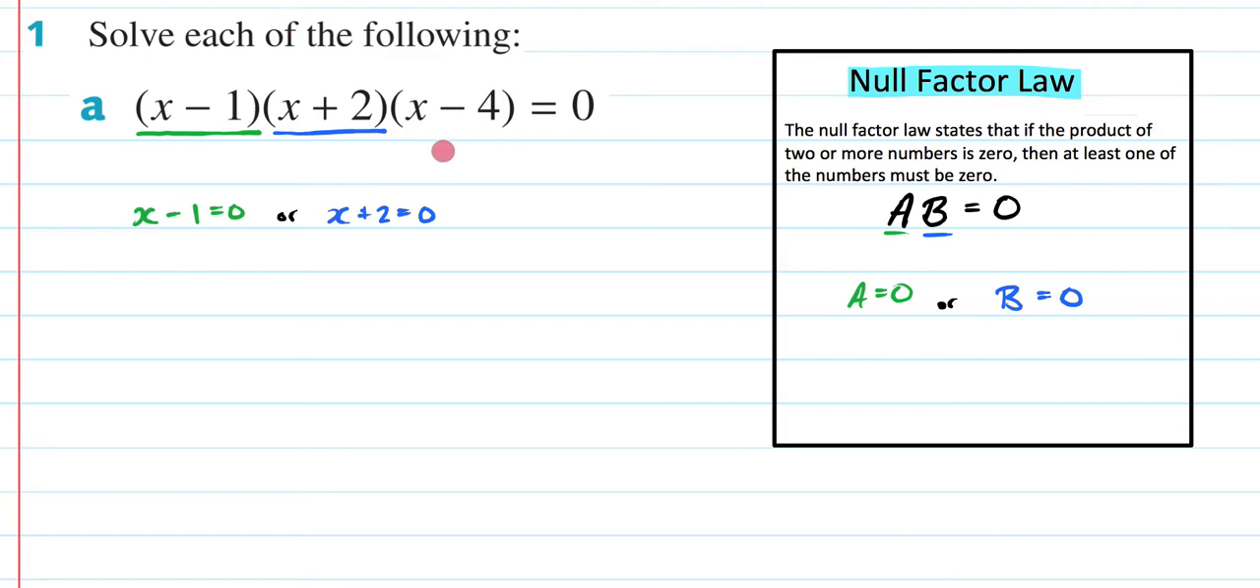And then finally, you would say, or x minus 4 is equal to 0. Let's not forget to write or there. Then after you've done this, what you simply have to do now is solve for each of these.